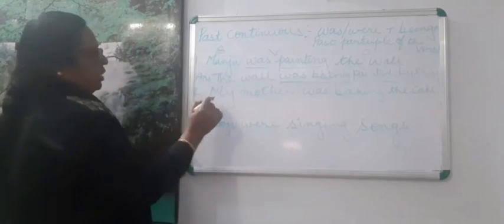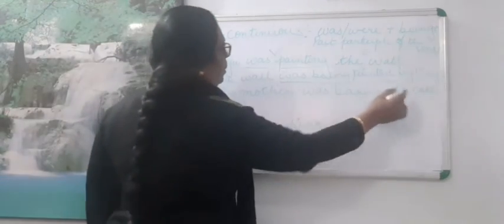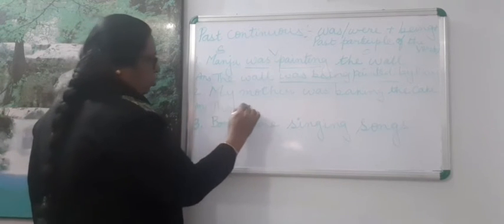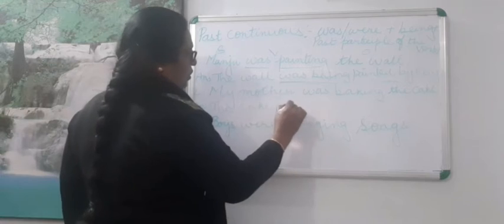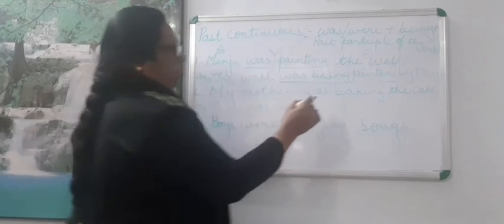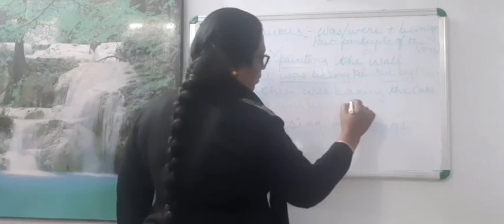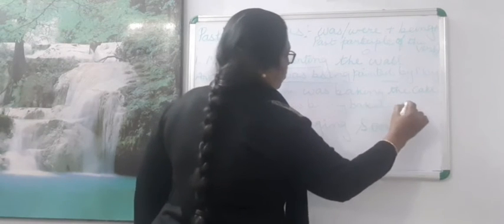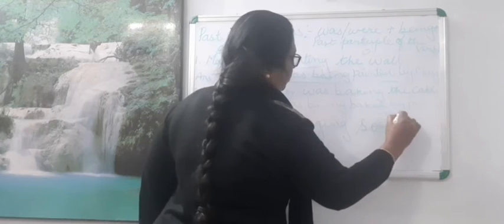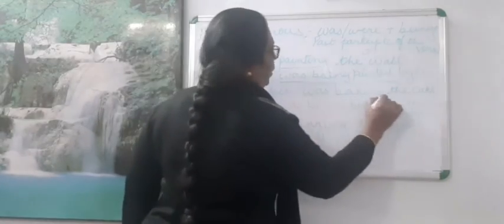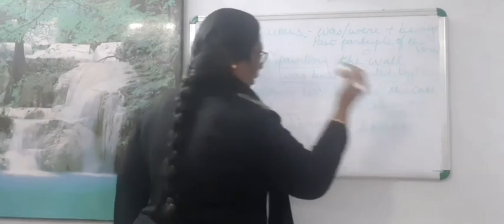Now the next sentence. My mother was baking the cake. So the answer is, the cake was being baked by my mother. The cake was being baked by my mother. So was baking becomes was being baked.